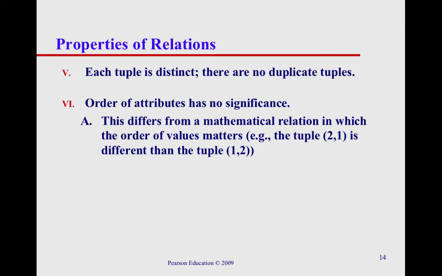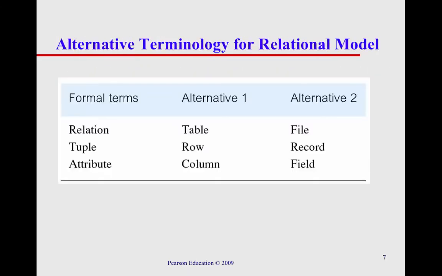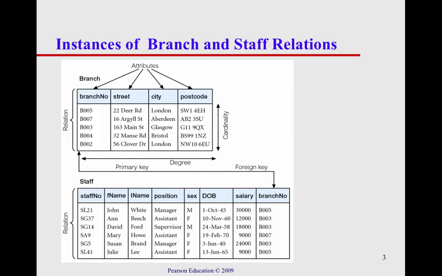So sometimes the mathematicians in the course get a little confused, because in 311, the order of the columns mattered. But in a database, the order of the columns does not matter. So in our database, it doesn't matter whether branch number is the first column or the fourth column.